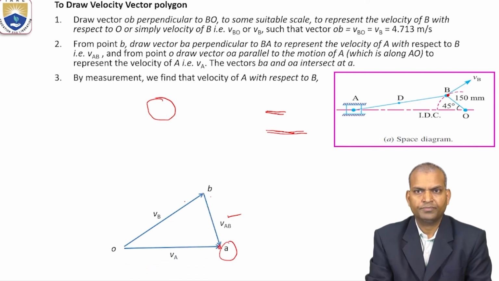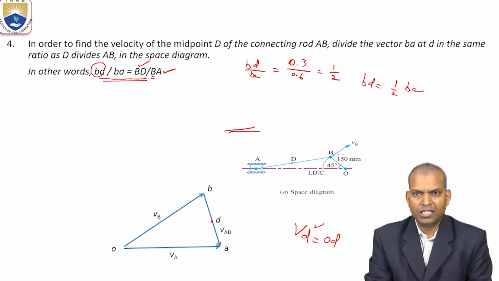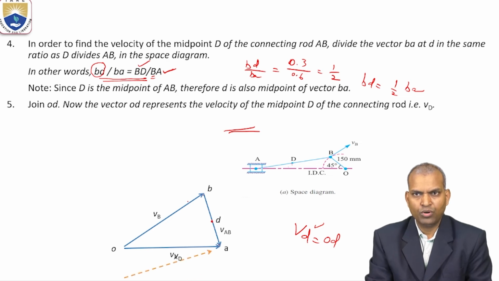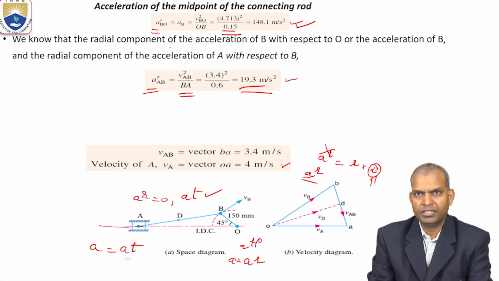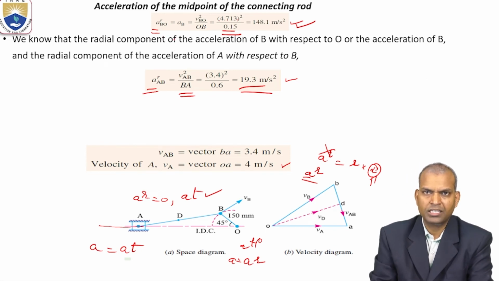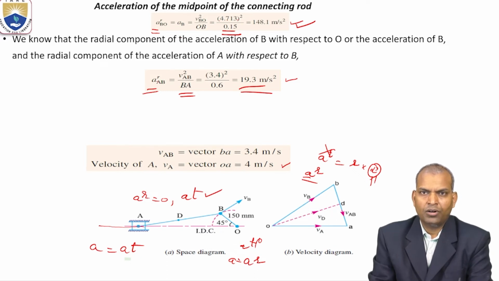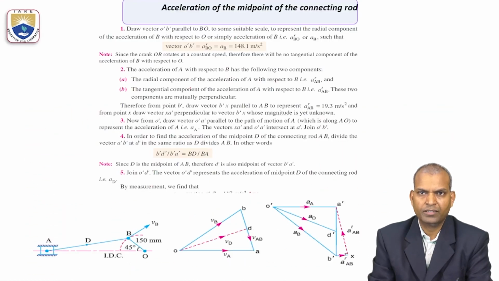Thus we have drawn, but we need the acceleration components. We found out the radial acceleration of the crank, that is the total acceleration of the crank, and the radial acceleration of connecting rod AB, that is 19.3 meter per second square.